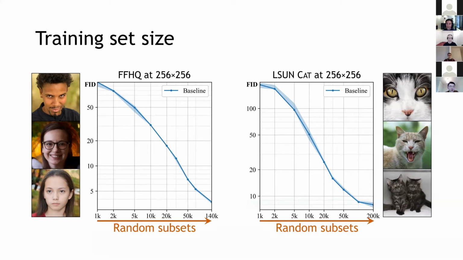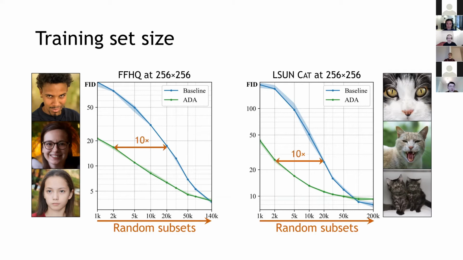So now when we throw in ADA, we can see that the results get drastically better, especially at the smaller training set sizes. And in the best case, we can get comparable results with up to 10x less training data.